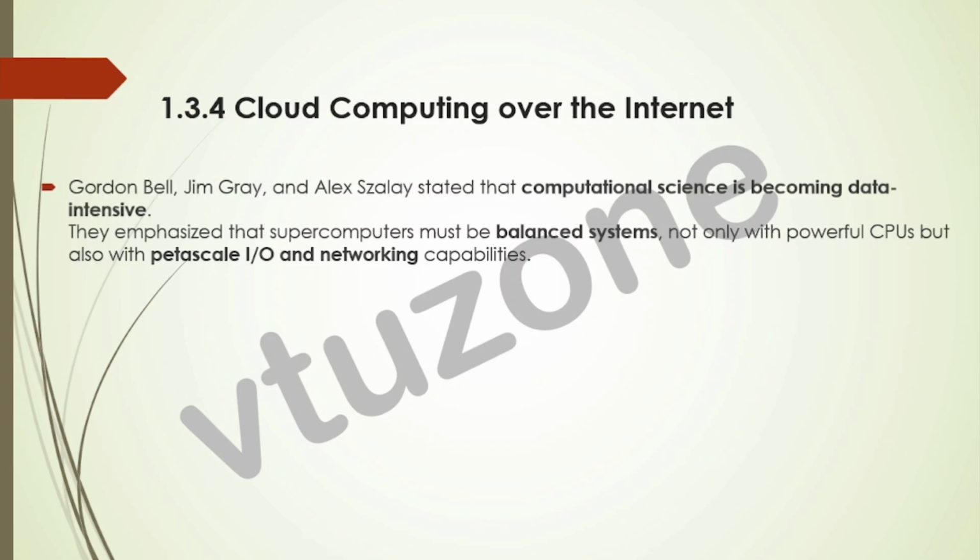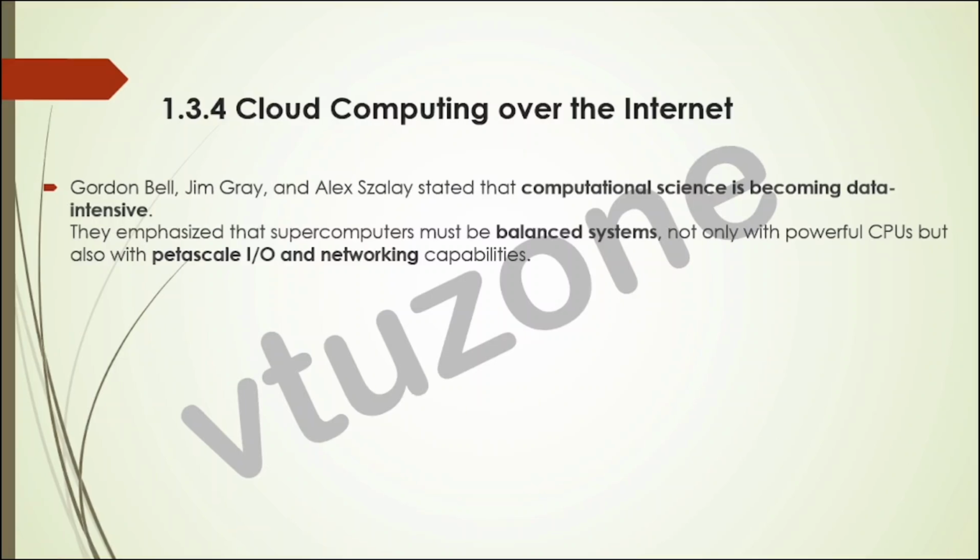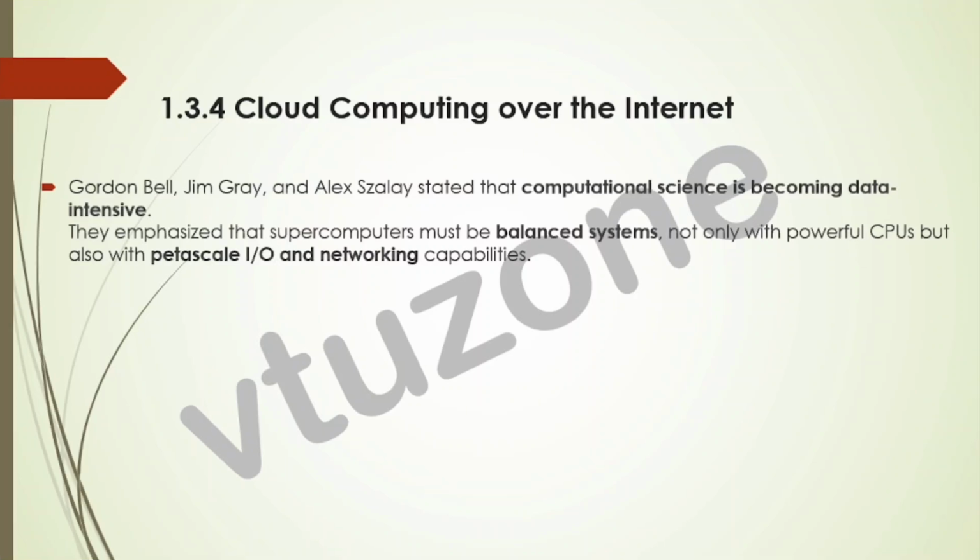Gordon Bell, Jim Gray, and Alex Szalay stated that computational science is becoming data intensive. That is, science today involves handling very large amounts of data, not just doing the calculations, but managing and processing huge data sets like in weather prediction or DNA research. And supercomputers should not just have fast processors, they also need faster data storage and strong networking to handle and move large amounts of data quickly.